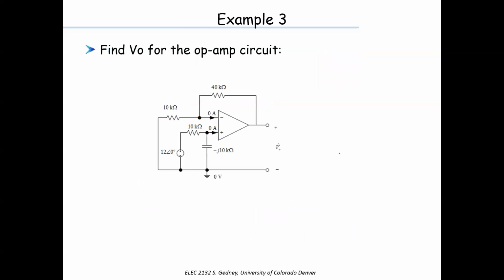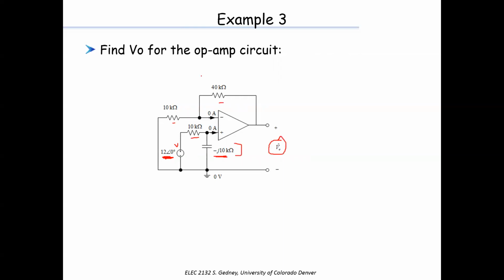Okay, so let's look at a third example. In this third example, I want to do a nodal analysis, of course. And so let's study an op-amp circuit where I have to use nodal analysis. Again, this is an AC steady state. I'm giving you a phasor source. I'm already mapped into the phasor domain. I have a 12 angle zero voltage source in the phasor domain. I have a capacitor in here with a minus J 10 K ohms impedance. And I have three resistors, 10 K ohms, 10 K ohms and 40 K ohms. I want to find the output phasor voltage.